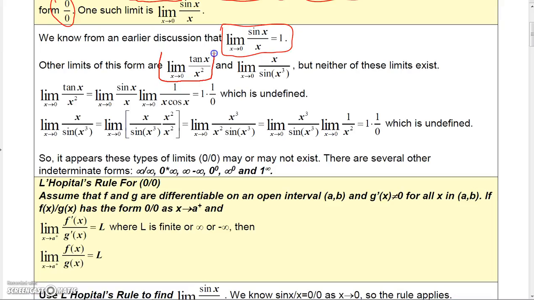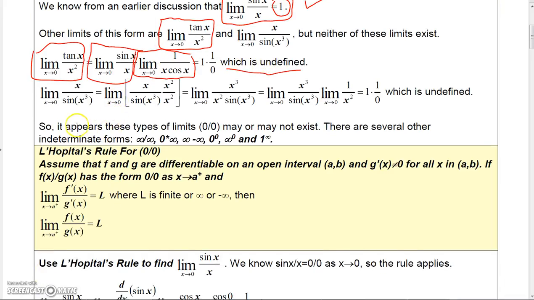Here's another limit, tangent x over x squared, that if you plug 0 in, you're going to get 0 over 0. But what happens here, if you try to evaluate this limit, you can actually break tangent x up as sine x over cosine x, and you can put the sine x with one of the x's in the denominator, and then the cosine x that's in the denominator from tangent x, you can put it with the other x. And we know this limit is 1, but of course we know this limit would have to be 1 over 0. So 1 times 1 over 0 would be undefined. So the point is that these limits that have this form 0 over 0 might actually exist and equal some number, or they might be undefined.